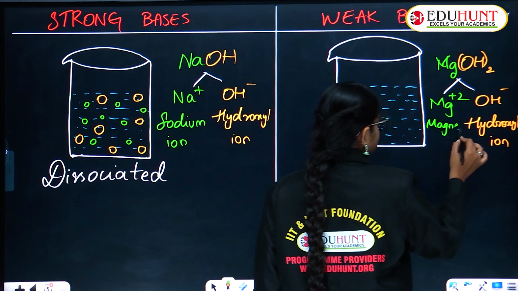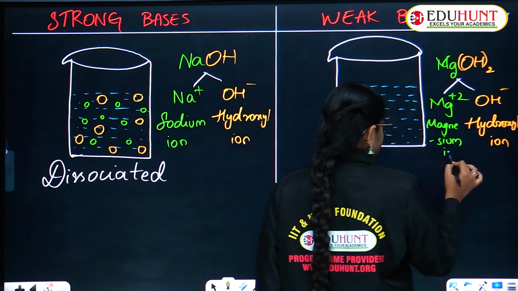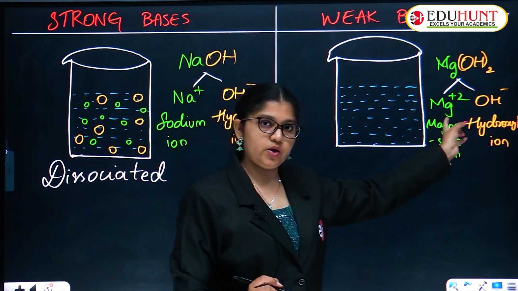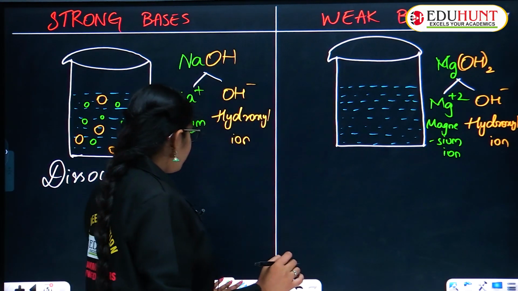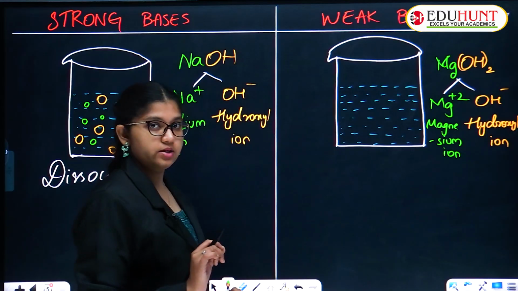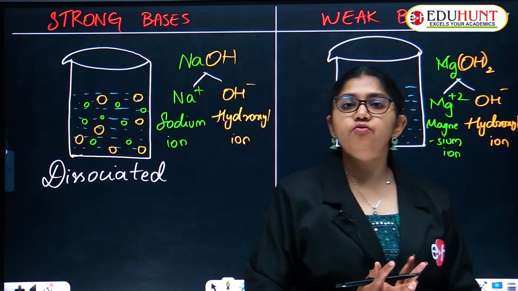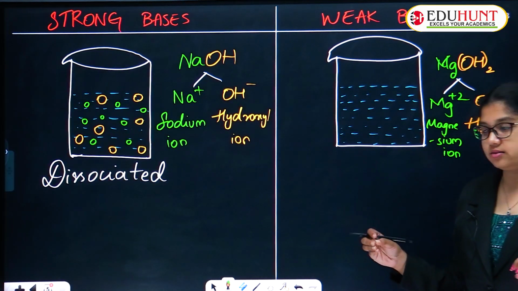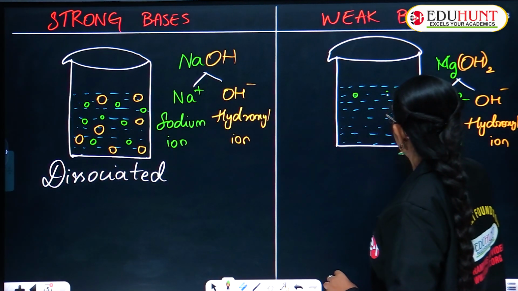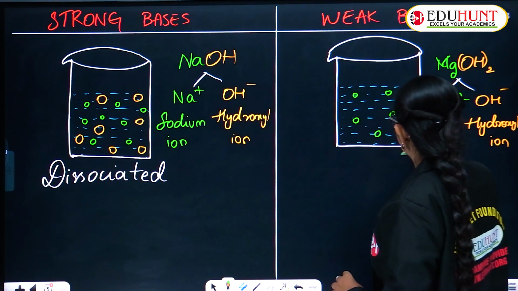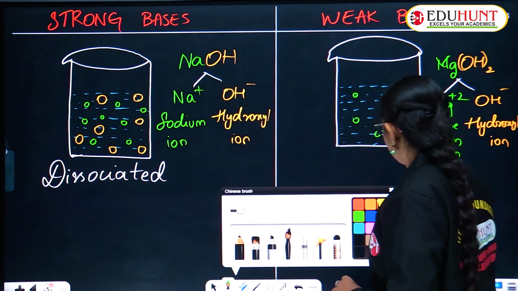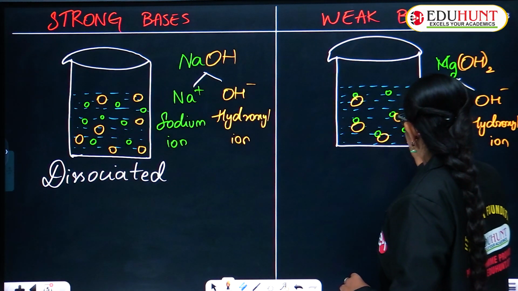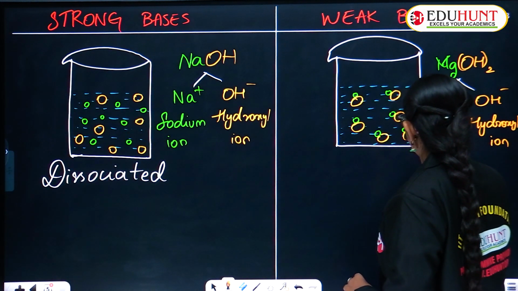Magnesium hydroxide is dissociating into Mg plus 2 and OH minus ions. What happens here? The Mg plus 2 and OH minus ions will undergo only partial dissociation, in the sense they are not completely dissociating. It will be like this only. If these are Mg plus 2, the OH groups are attached to this only. It will not completely dissociate, partial dissociation goes on.